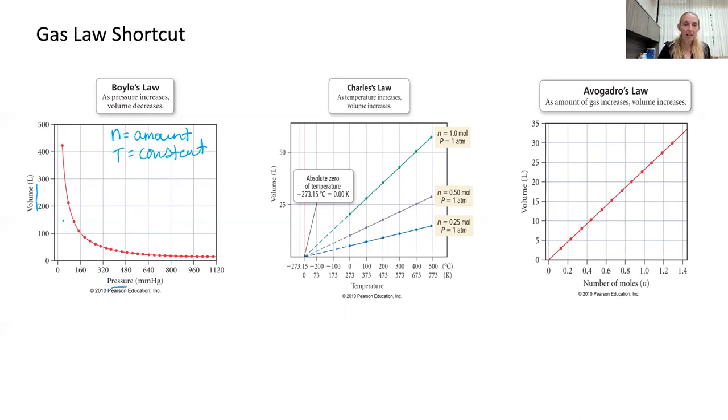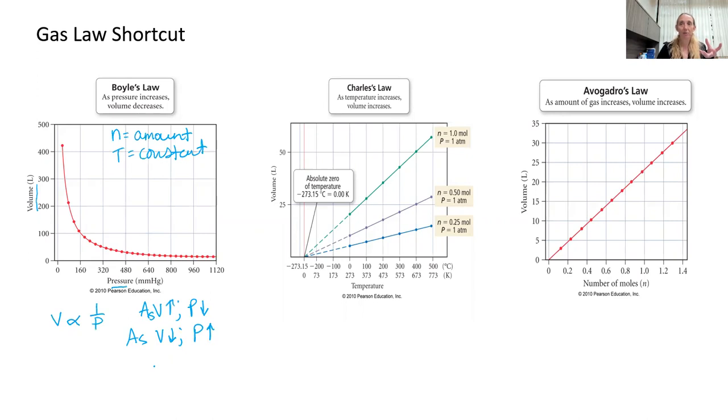Okay, and what he found that as pressure increases, then volume decreases, or as pressure decreases, volume increases. And so he found this inverse relationship. So volume is inversely proportional to pressure. Okay, and so as volume increases, pressure is going to decrease. And as volume decreases, pressure is going to increase.